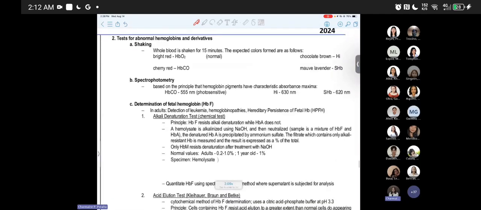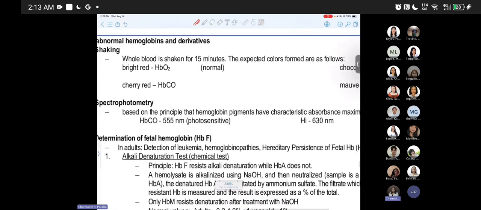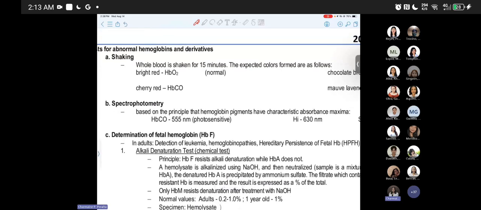Next, test for abnormal hemoglobins and derivatives. Ayoko na sanang tinuturo to kasi obsolete na to, pero you never know. So kapag bright red ang hemoglobin, we have shaking. So dati pa ito ginagawa. Whole blood is shaken for 15 minutes. The expected colors formed are as follows.